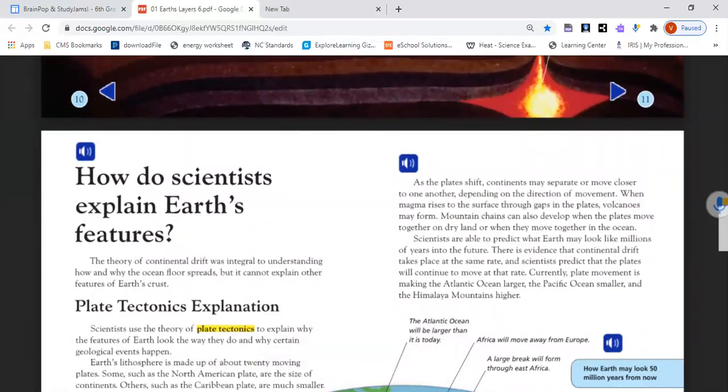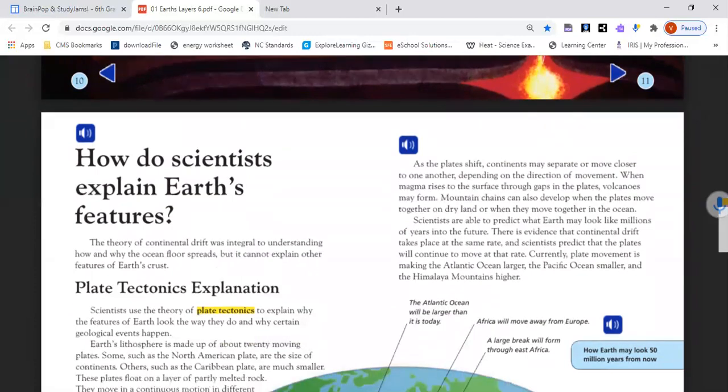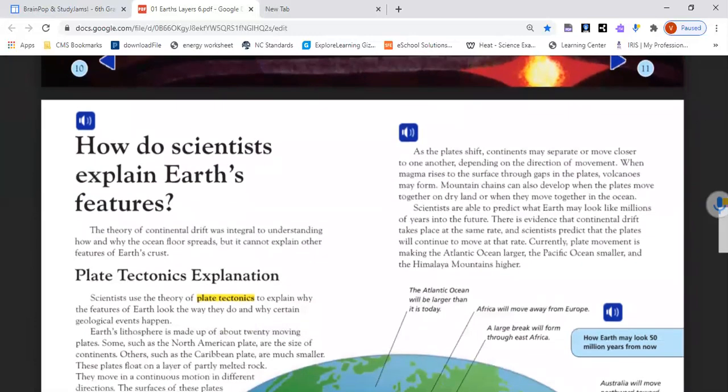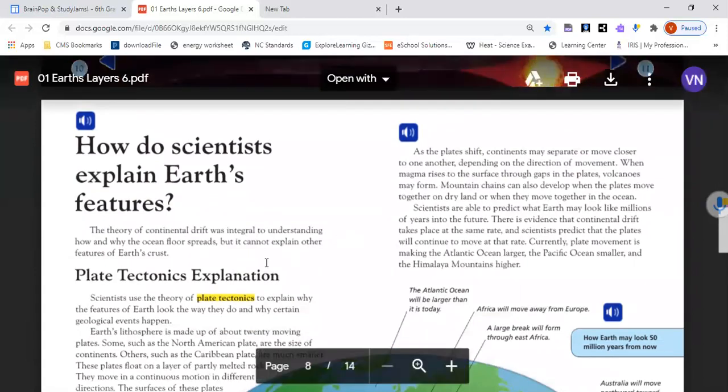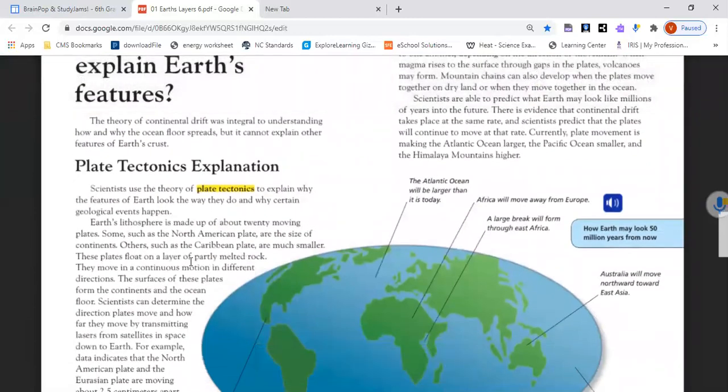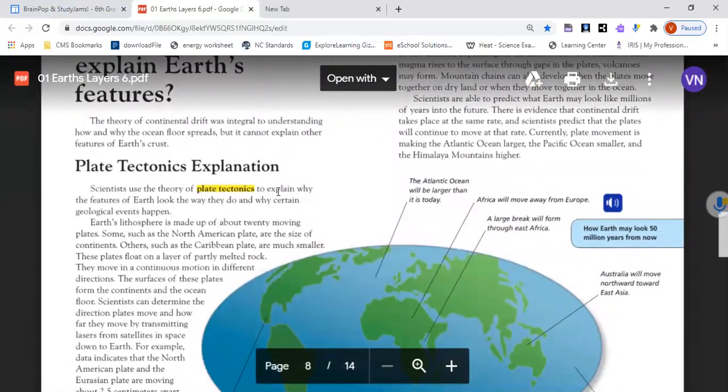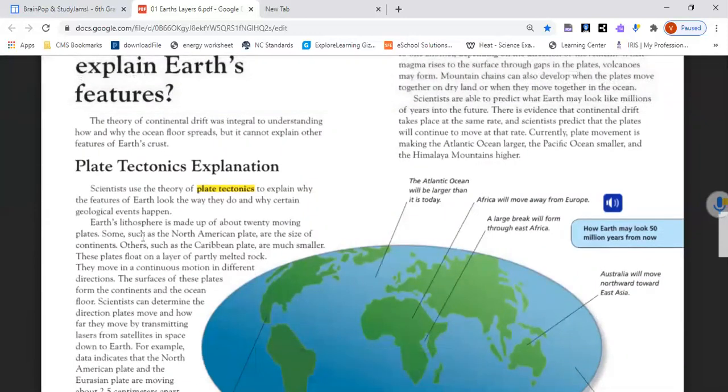How do scientists explain Earth's features? The theory of continental drift was integral to understanding how and why the ocean floor spread, but it cannot explain other features of the Earth's crust. Scientists use the theory of plate tectonics to explain why the features of Earth look the way they do and why certain geological events happen. Earth's lithosphere is made up of about 20 moving plates.